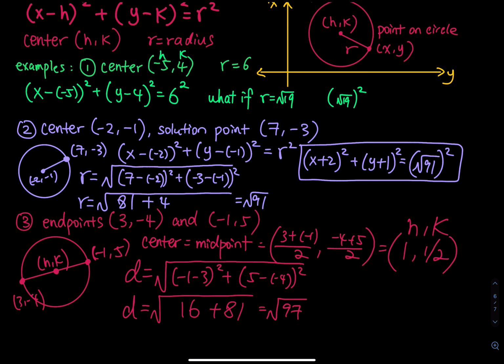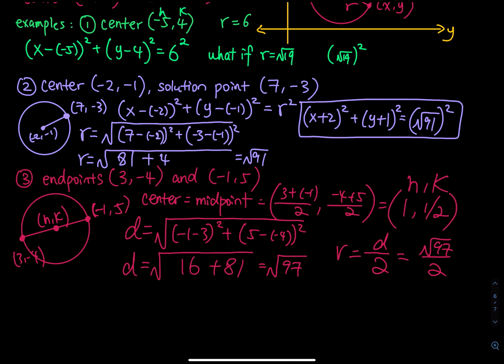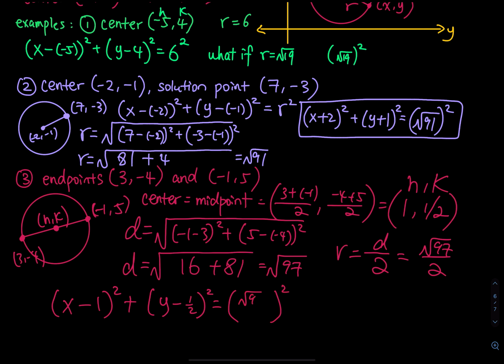Is this the radius? Nope. This is the diameter. So the radius is the diameter divided by 2. So you have the square root of 97 divided by 2. So put everything together. Then you have (x minus h) squared plus (y minus k) squared equals the radius squared, which is the square root of 97 divided by 2, squared. And that is the standard form of the equation of a circle.